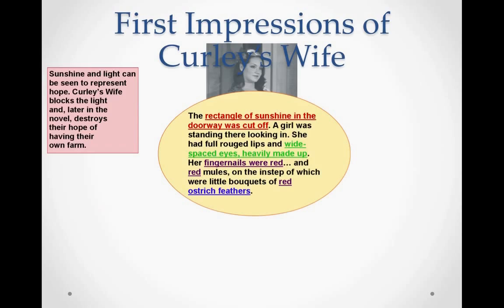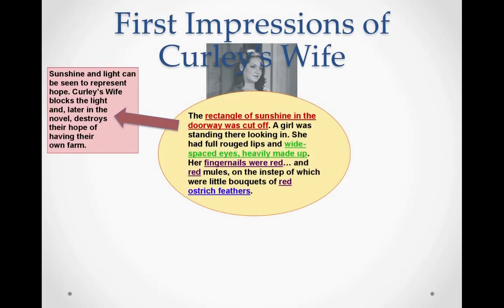So the first thing to talk about in terms of Curley's wife's entrance is that we actually see her impact on her environment before we actually see her. The passage opens with the rectangle of sunshine in the doorway being cut off. So as she's standing there, she's blocking the light into the room.